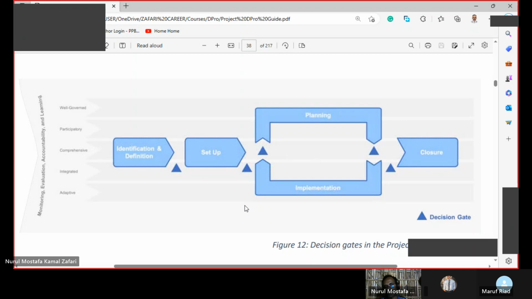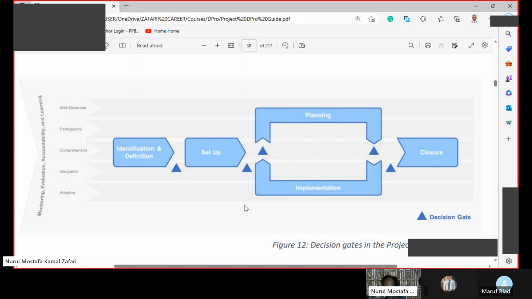Suppose we have identified a social problem. Now think about it. We have identified a social problem. We have identified root causes. We did a problem analysis. We have a problem statement. We have some solutions. We have activities and action plan for the solutions, and we have defined the project.